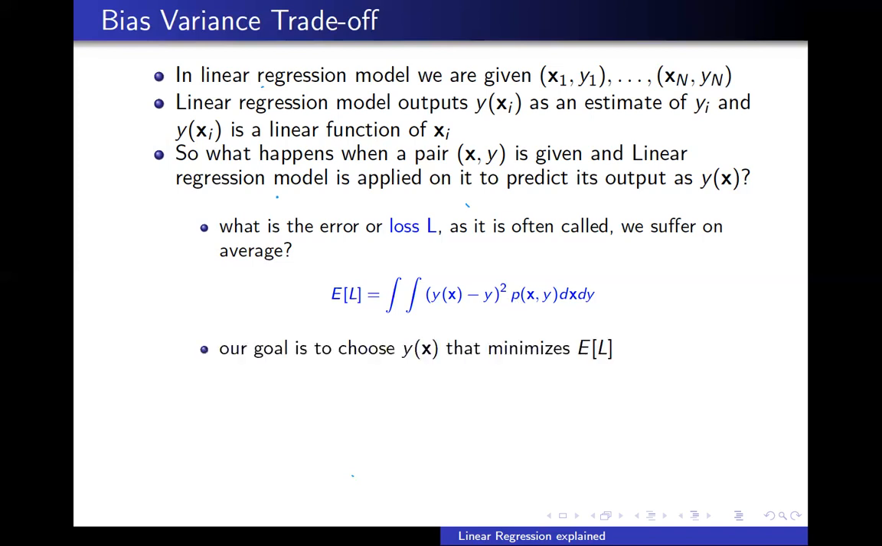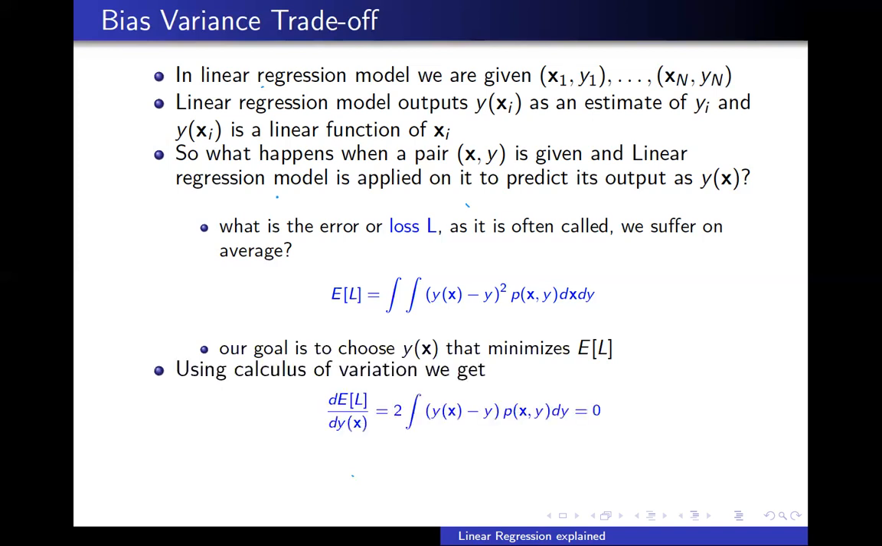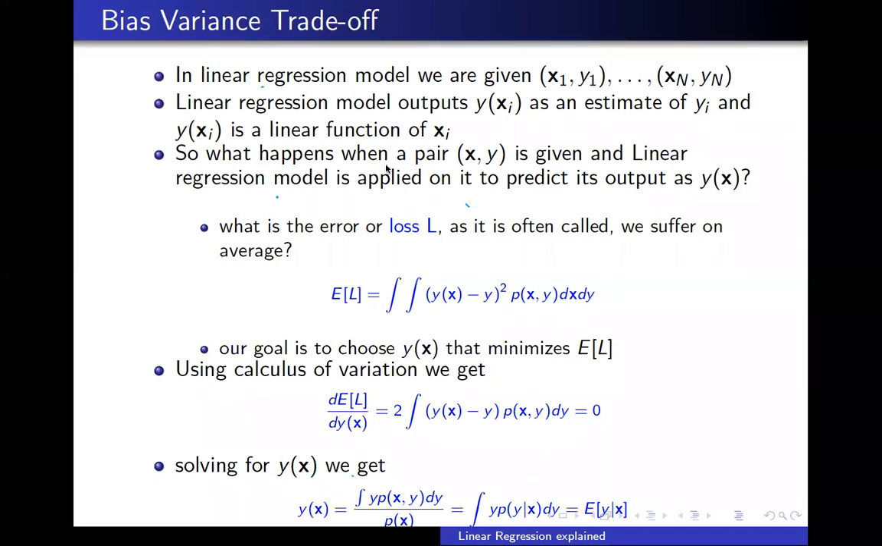So our goal is to choose the prediction for x as a function of x, which is y of x, that minimizes this average error. Using simple calculus of variations, if we take the derivative with respect to y of x, then we have the square term, so we have a 2, and it simply becomes the integration of y of x minus y, times p of x, y, dy, and we want to set it to 0, and then we can simply solve this quantity. This is kind of a one-line derivation. Let me quickly walk through it. So 2 actually doesn't matter.